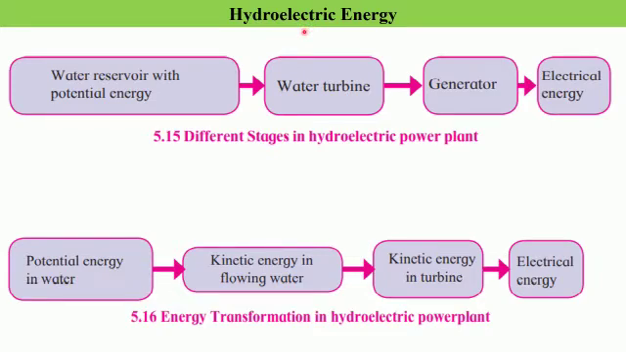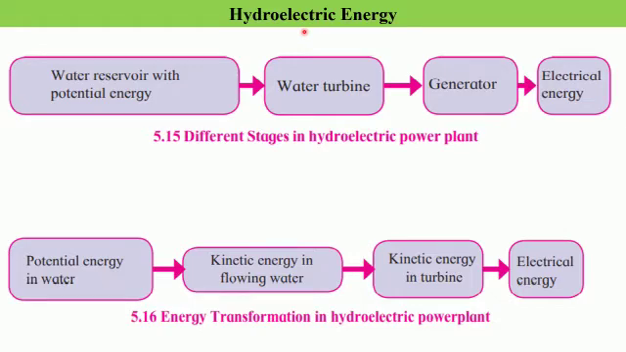Now, hydroelectric energy is produced by constructing a dam over a river. The flow of the river is blocked by constructing a dam over it, and the water is stored in a reservoir. Now, this stored water, which is at a height, possesses potential energy.